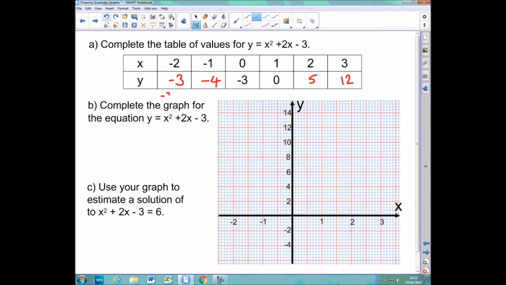So first I'm going to do minus 2, minus 3. Then minus 1, minus 4. Then 0, minus 3. Then 1, 0. Then 2, 5. And finally 3, 12.